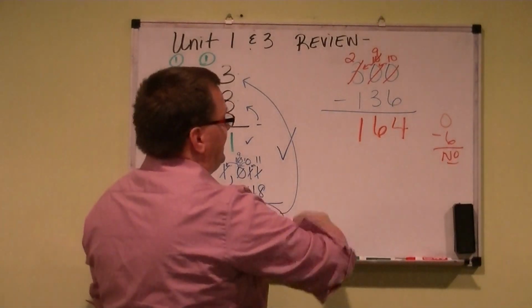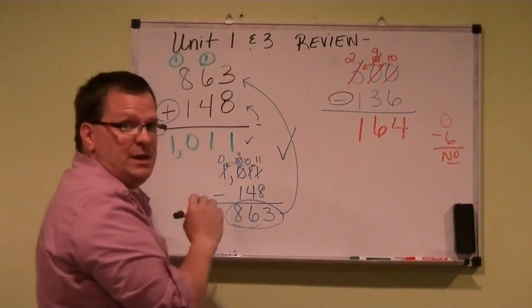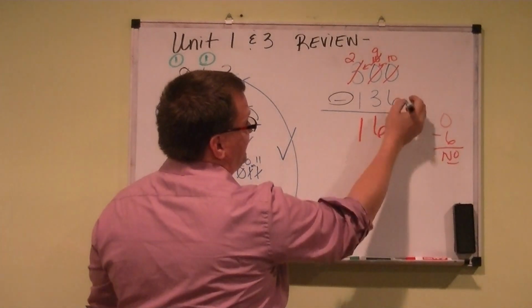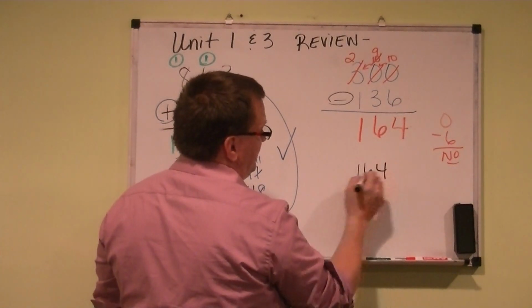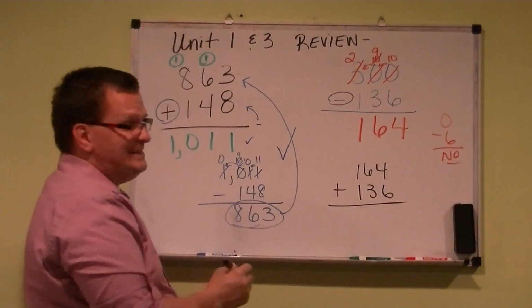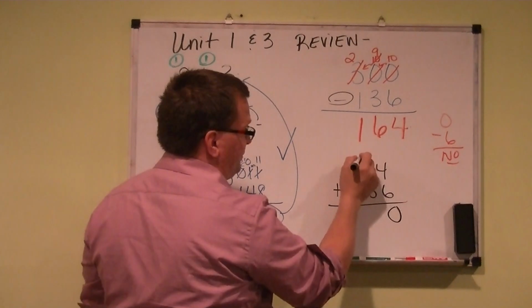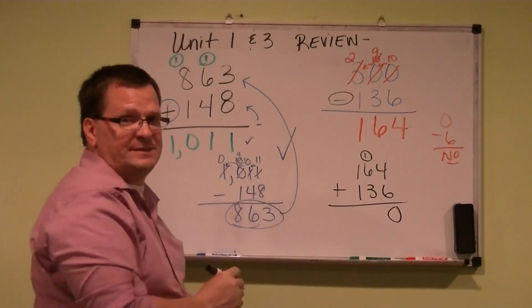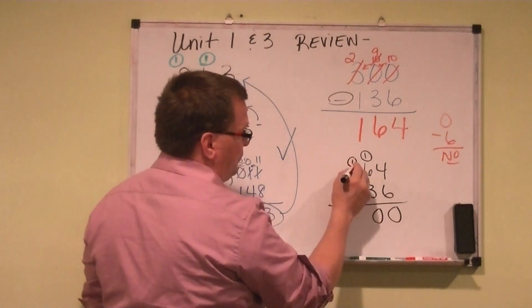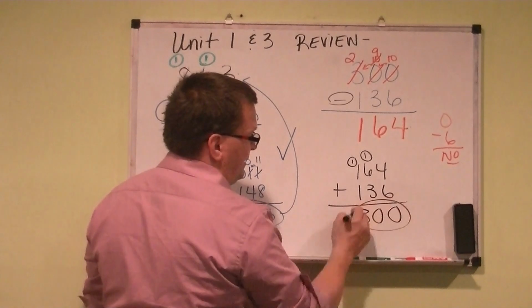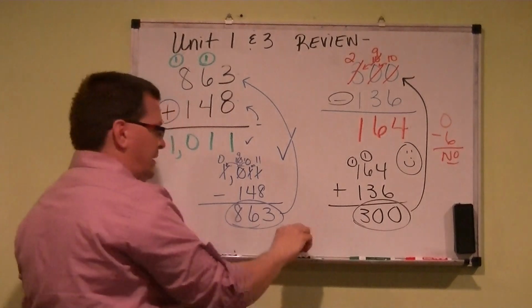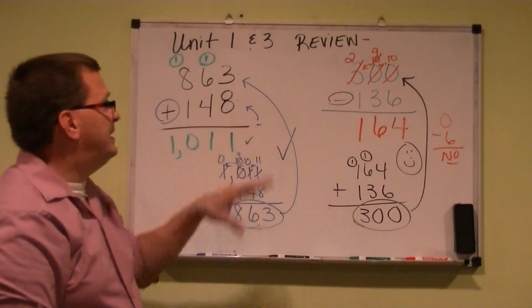The next one, again, is the opposite. It's subtraction now, so we're going to do addition. We're going to add the bottom number with this middle number, 164, plus 136. 6 plus 4 is 10. Regroup your tens. 6 plus 3 is 9, plus 1 is 10. Regroup your hundreds. 1, 2, 3. 300. That is exactly what we wanted. Again, you can give yourself a smiley face. So we have that all done and correct.